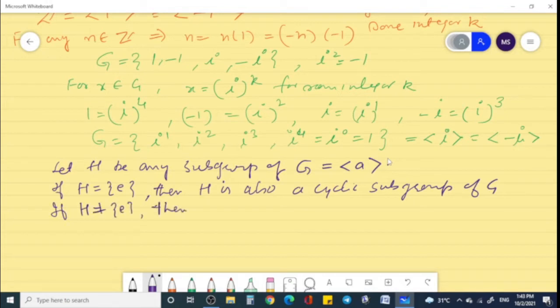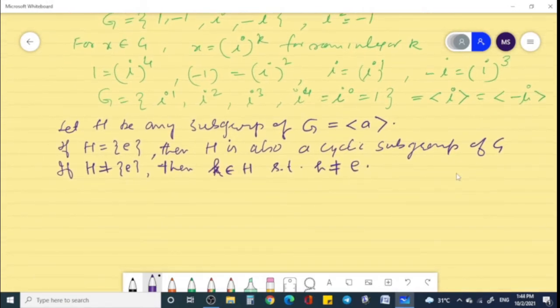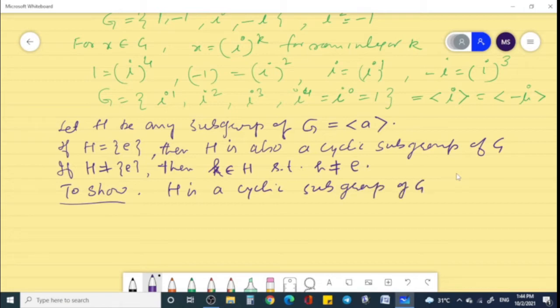then there is some element x belongs to H, or you can say h belongs to H, such that h is different from identity. We want to show that H is a cyclic subgroup of G. To show this means to find an element of H such that every element of H is some power of that element. So we start with this.